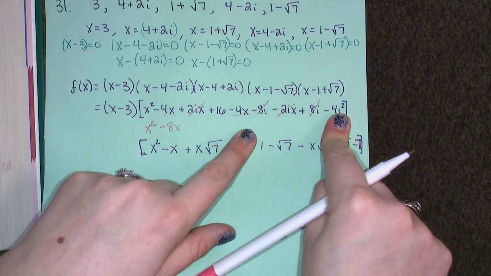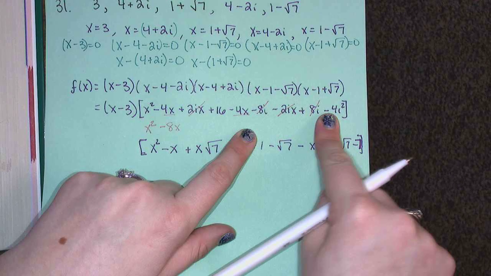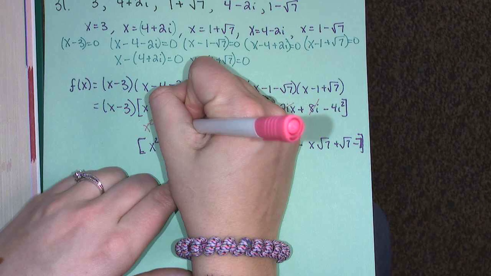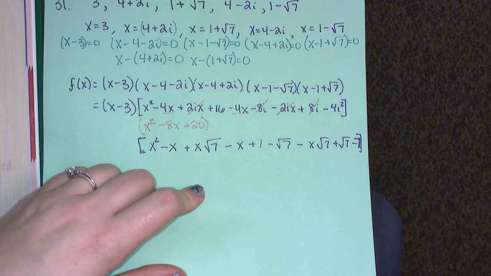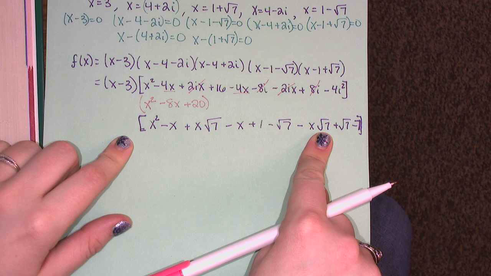Okay, here I need to remember the i squared is what? Negative 1, so this is going to be a positive 4, so 16 and 4 is 20. So that just made my life a whole lot easier there with that one. Okay, and I want to do the same thing with the ones that have the radicals in them.